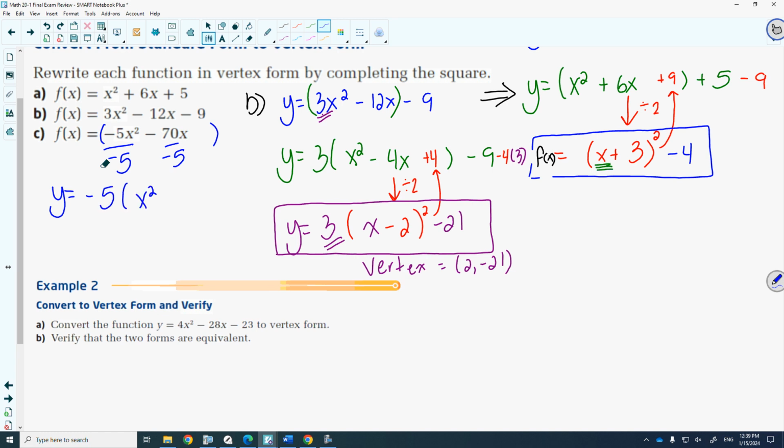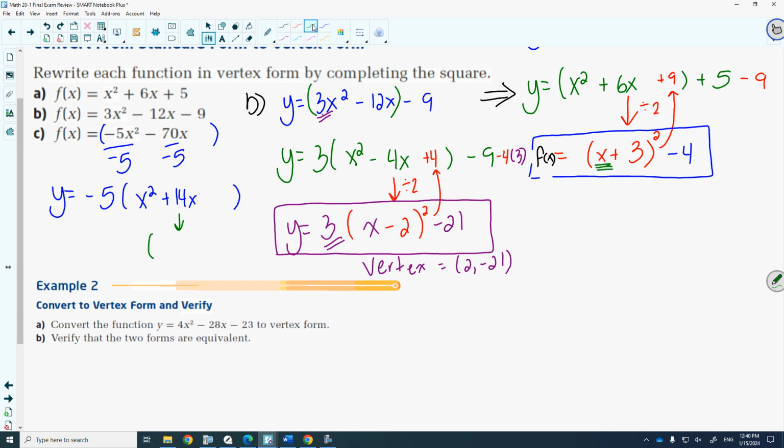X squared, negative 70 divided by negative 5 plus 14x. And leave yourself some space. Really, the c value is a plus 0. The y-intercept is 0 here.